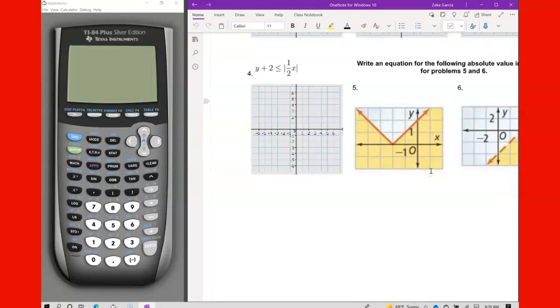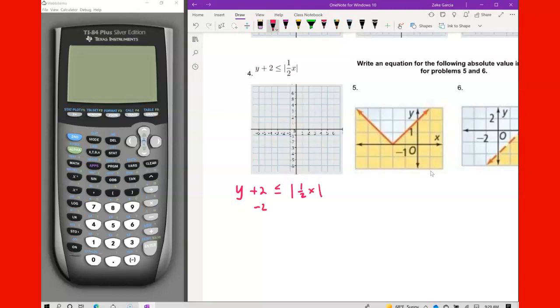In this homework assignment, we're doing the absolute value inequality, and you notice that in this form, you're not able to graph it. So what you have to do first is subtract 2 from both sides. Let me go ahead and write this down. We have y plus 2 less than or equal to absolute value 1/2 x. Subtract 2. So we have y is less than or equal to absolute value 1/2 x minus 2.